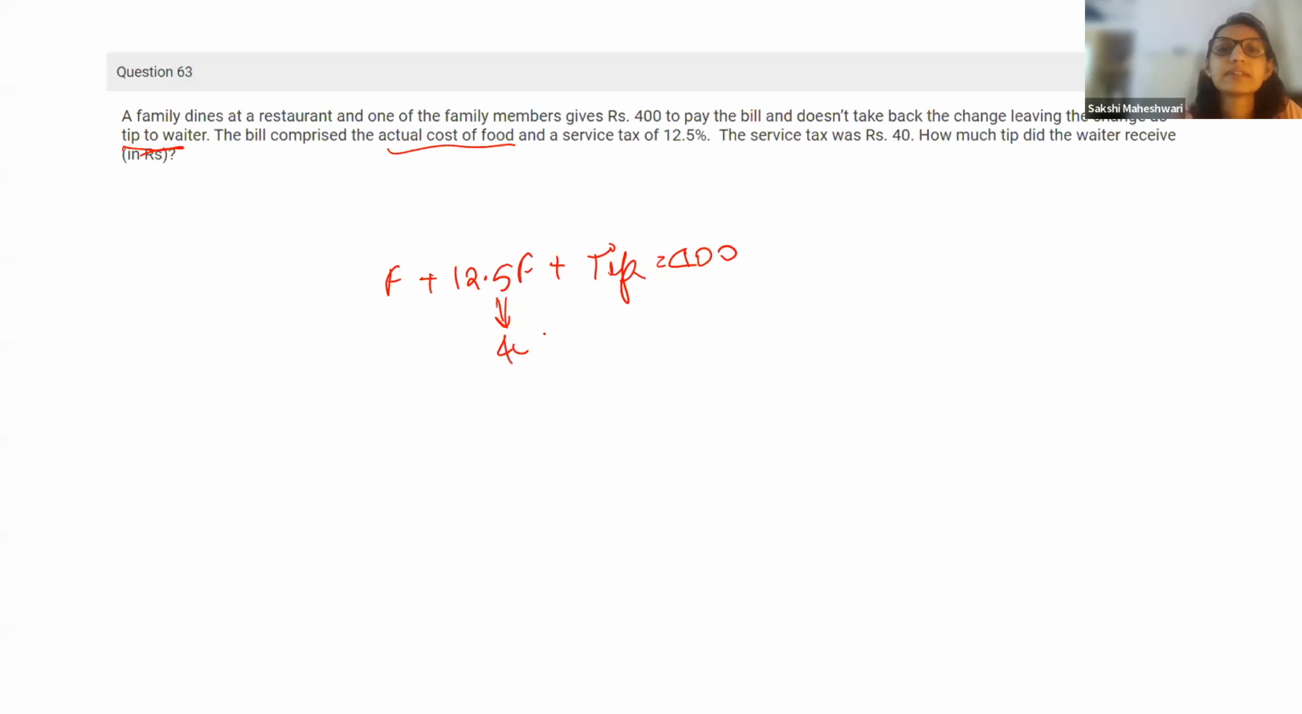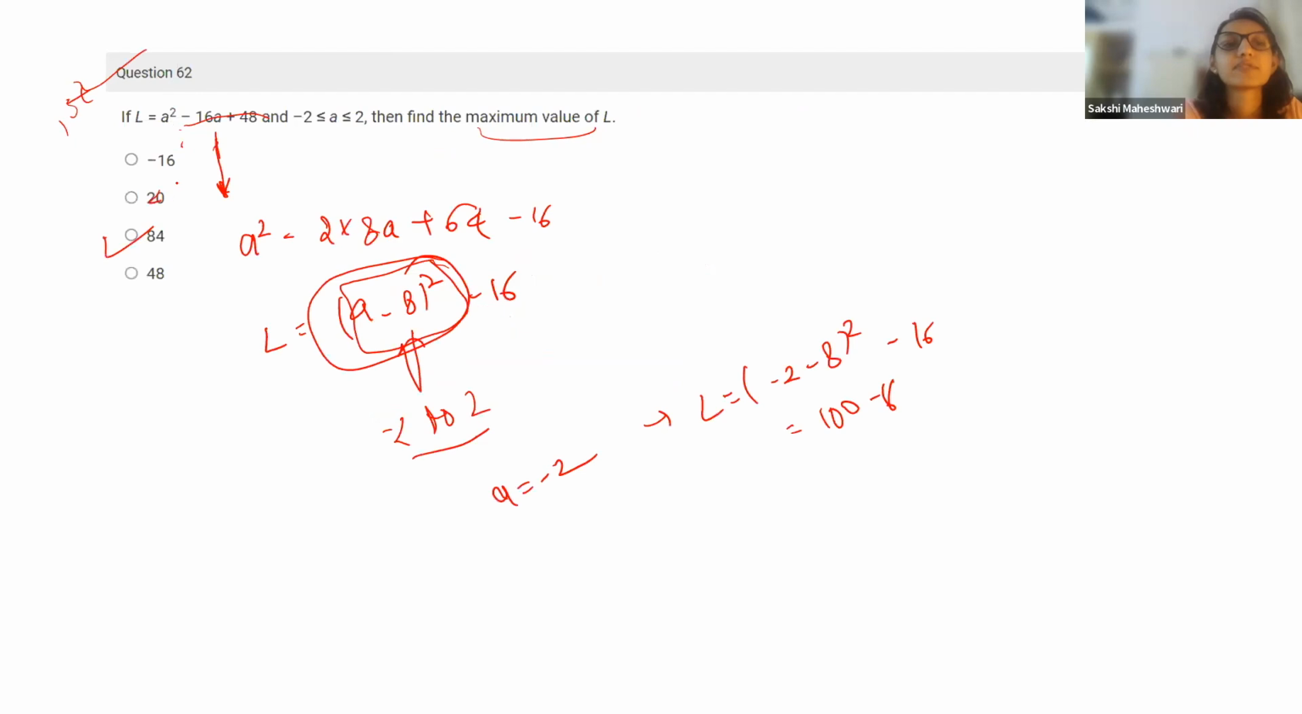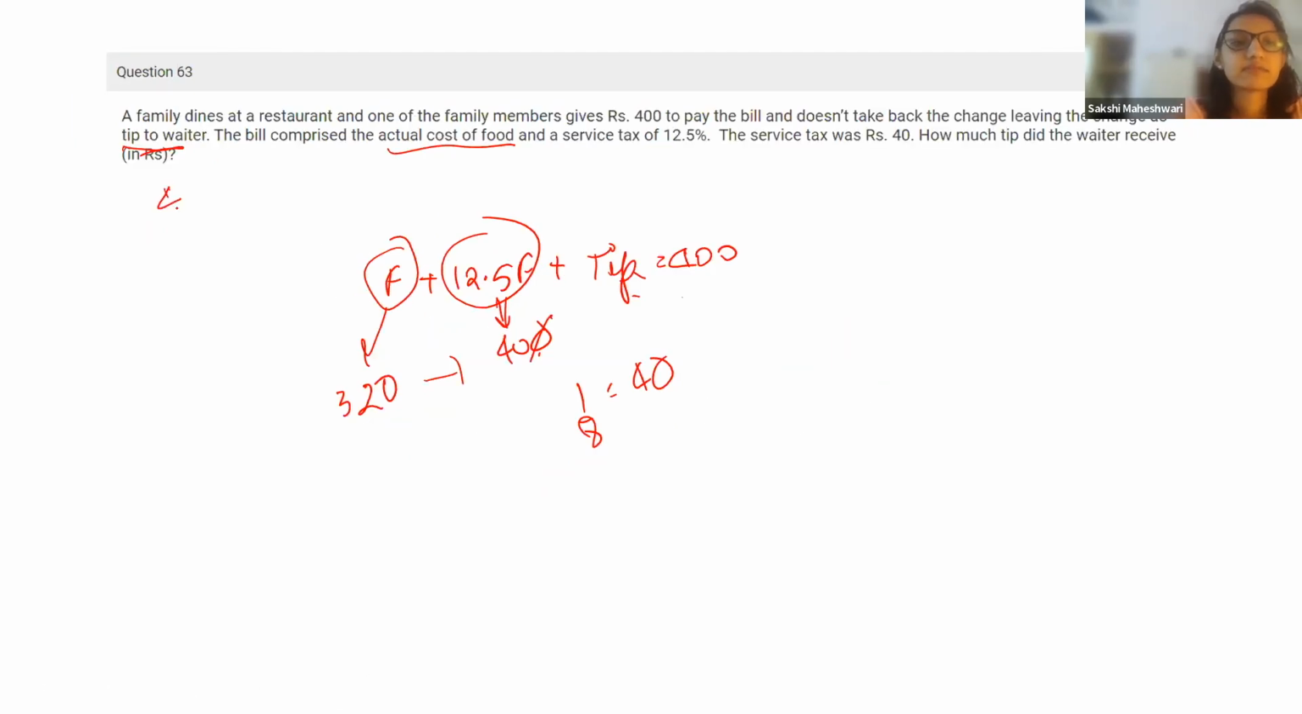Now, you would need to easily understand that 12.5% is 1/8 part. This is 40. Now, 1/8 part is 40. So what will be the food? 40 into 8, this is 320. Getting it? So how much will be the tip? 320 plus 40, 360. The tip is 40. Are you getting it?